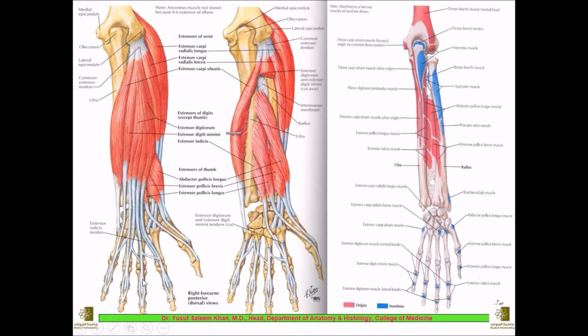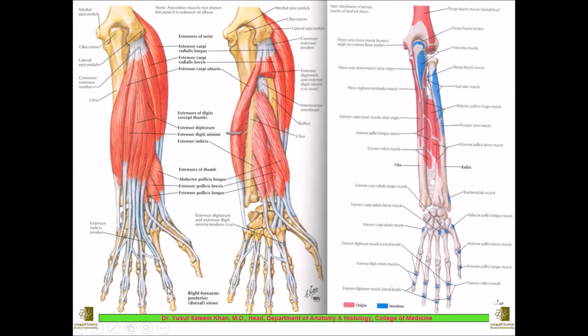This is the same for the second, third, fourth and fifth. Each of these slips divides again into 3 slips. The middle slip gets inserted to the dorsal surface of the base of the middle phalanx, and the 2 lateral slips, the lateral and medial one, join together and get inserted to the dorsal surface of the base of the distal phalanx. So this is about this muscle.